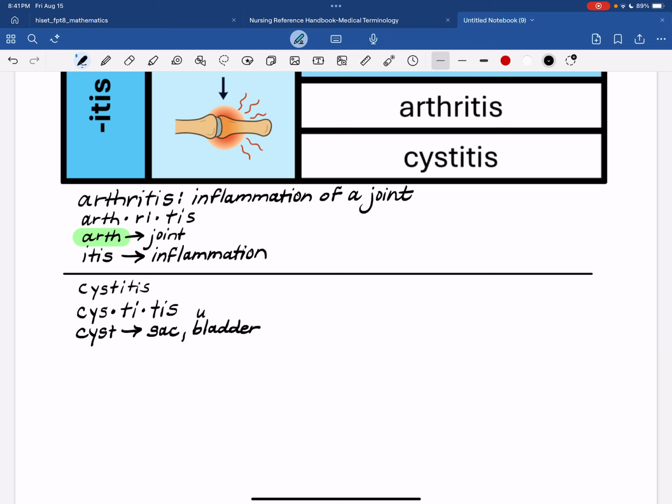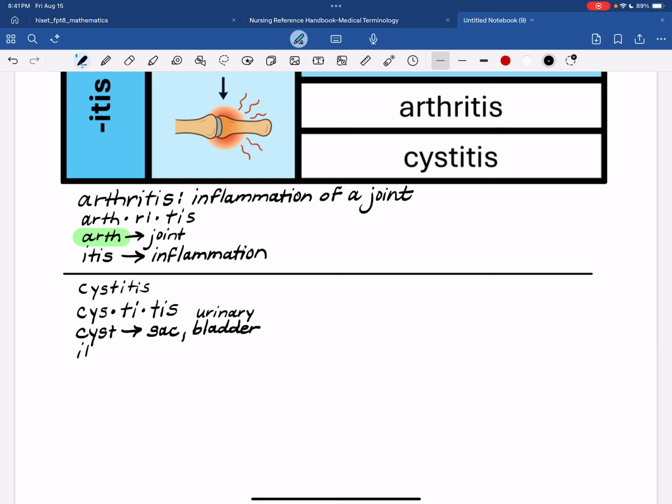So which is a sac. It's a sac in your stomach or in your abdomen, not your stomach, in your pelvic area. It's a sac that holds urine. It's a cyst, sac for urine. So cyst is urinary bladder. Now you remember cholecyst was your gallbladder. Cyst is your urinary bladder.